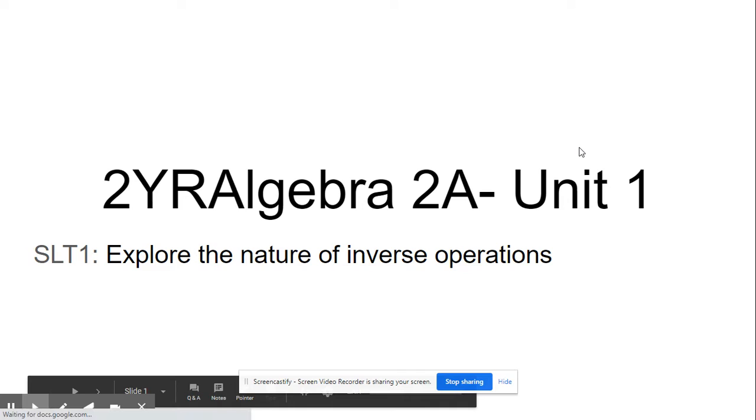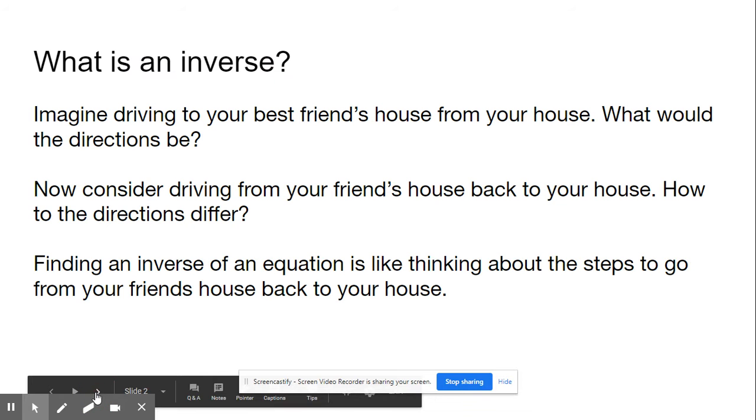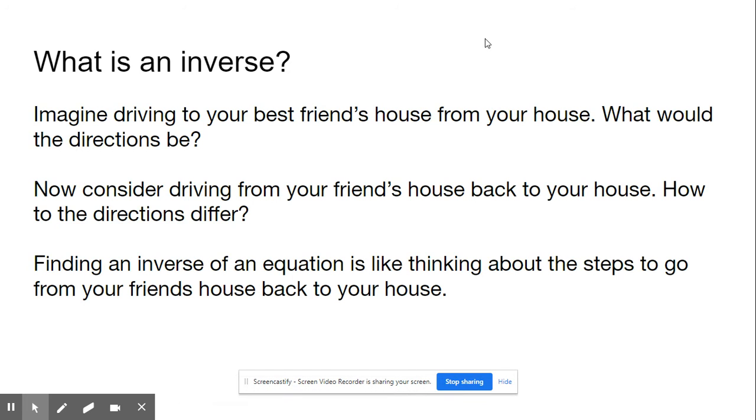Welcome to 2-year Algebra 2A, Unit 1, where in Week 1 we look at SLT1, explore the nature of inverse operations. What's an inverse? Well, imagine driving to your best friend's house from your house.